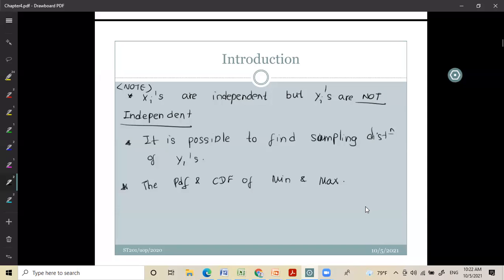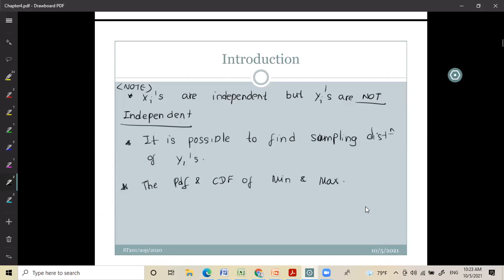But if it is a parallel system, with all three components in parallel, when the first one goes away, still the other two are working, so the system will work. When the second goes away, still there's another path to go, so the system will work. And when the last one goes away, the system will fail. That is the maximum. So the maximum lifetime of the three components will be the lifetime of the whole system.